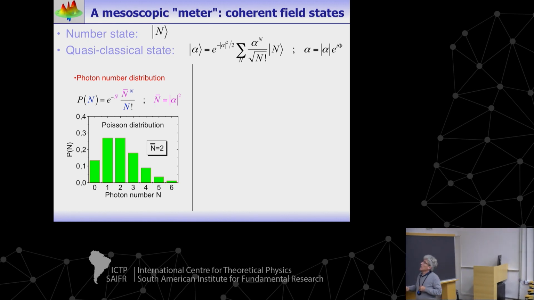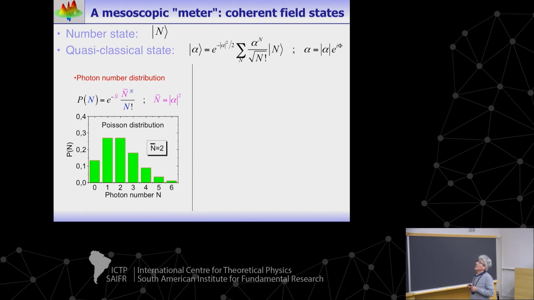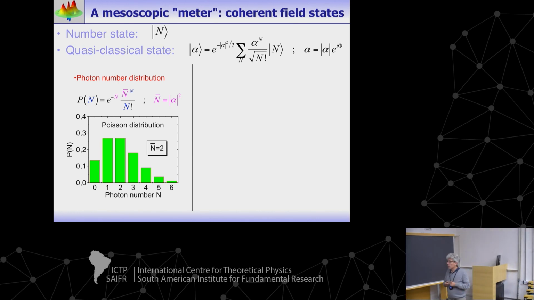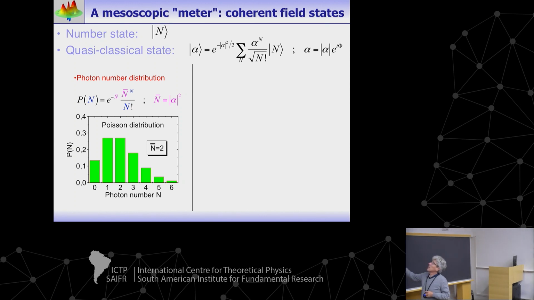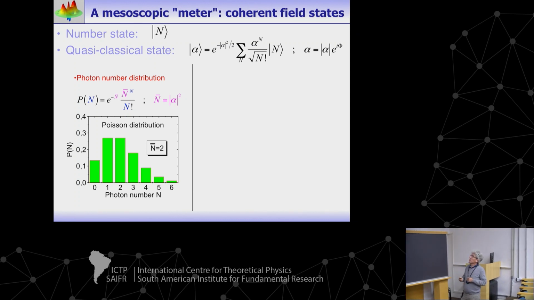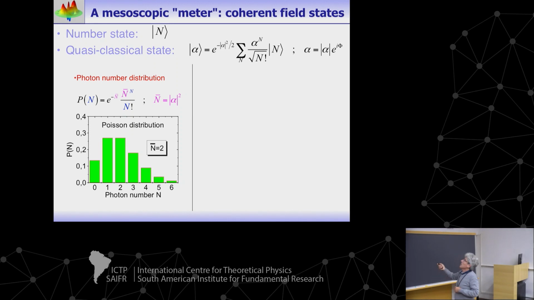So these quasi-classical states were defined as eigenvectors of the photon destruction operator. Here again, I have introduced the explicit development of a coherent state on the photon number basis, where alpha is the parameter defining a given coherent state. It's a C number.